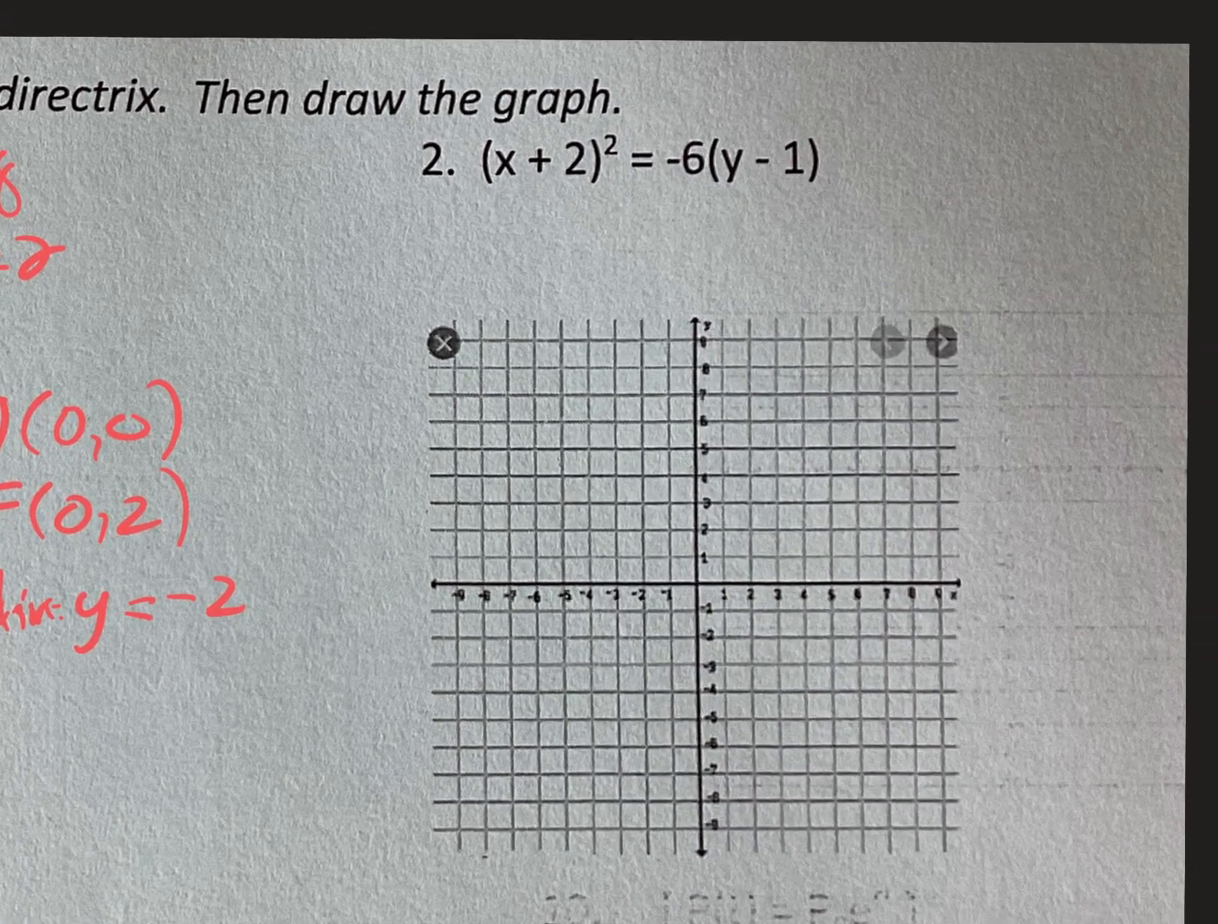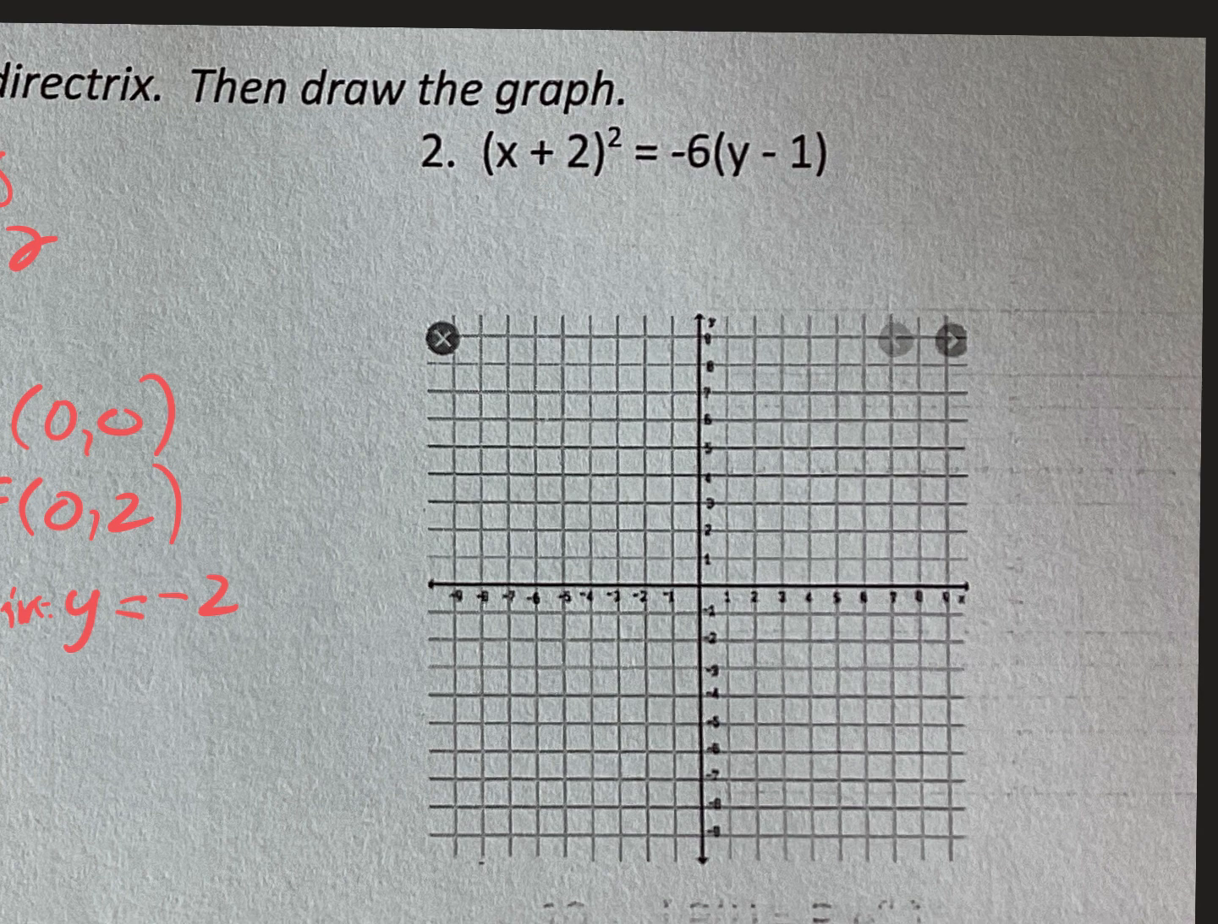Number 2, set up for you already. Real quick, the vertex is the opposite of what's inside the parentheses, so I'm going -2 and +1. -2, 1 is right there as my vertex. Because the 4p is with the y, it's going to open like the y-axis does, and because it's -6, it's opening down.